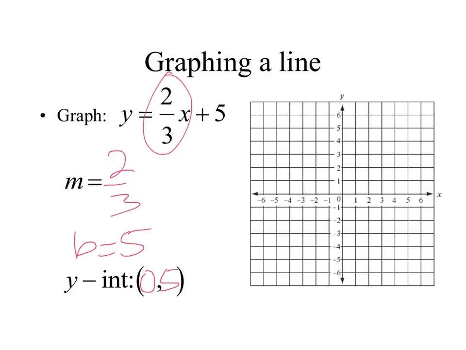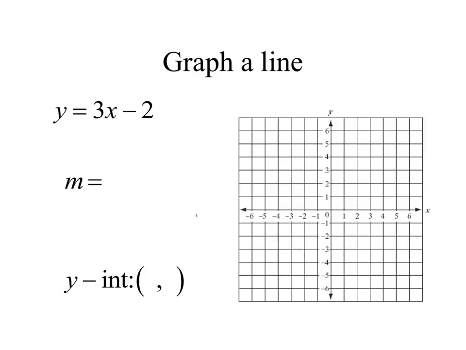And from our previous lesson, we know that the slope is always rise over run. So we're going to start at our y-intercept of (0, 5), and we're going to go up 2, and we're going to go to the right 3. Then we're going to draw a line, and that represents our equation y equals 2x over 3 plus 5.